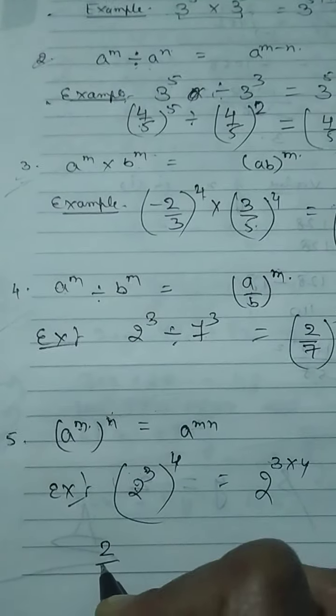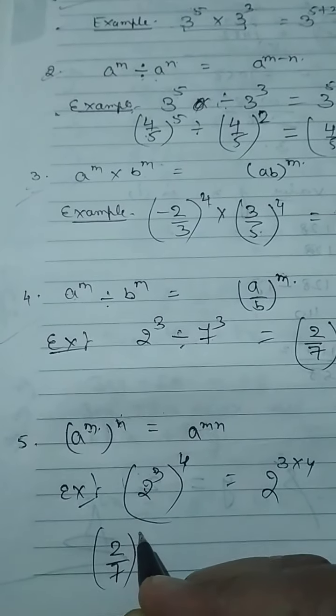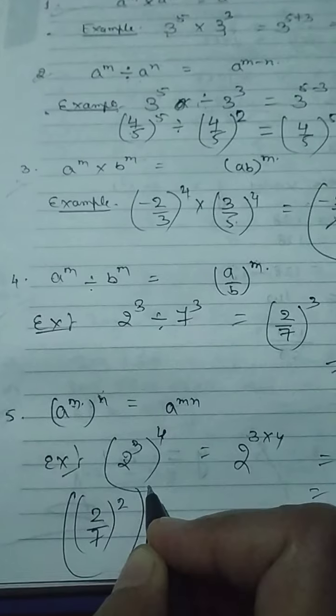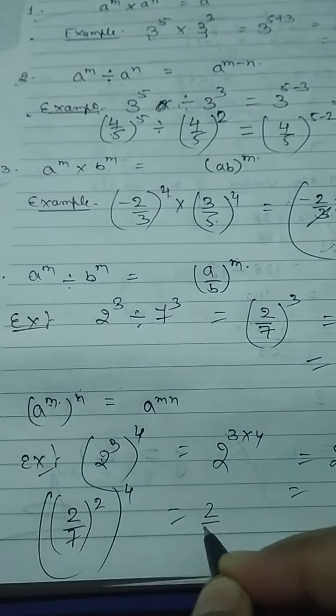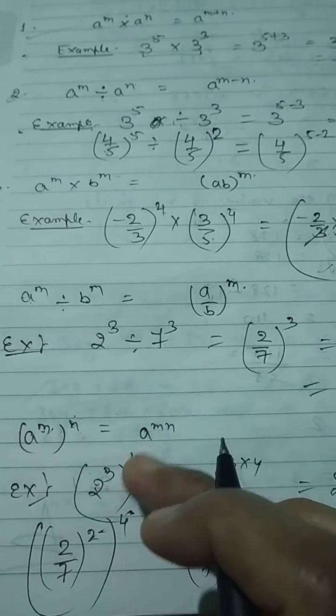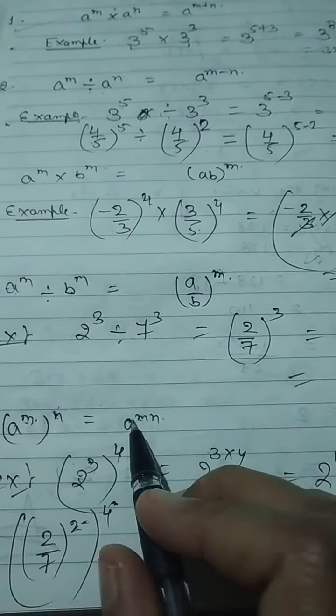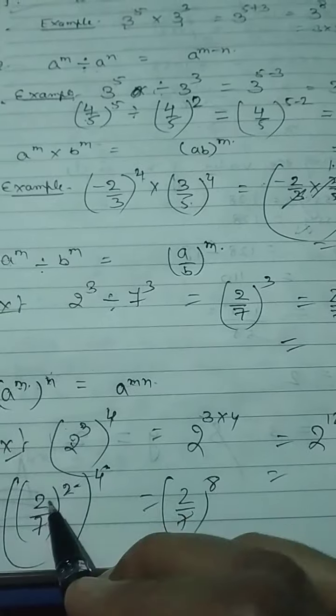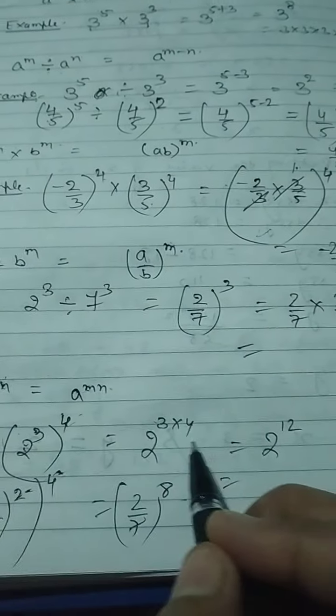In rational number form also you can take any example. Suppose a number is given in this form, 2 by 7 to the power 2 and then again to the power 4. Then in this case it is 2 by 7 to the power 8, 2 4s are 8. Power over power we will always multiply. M into n means we are multiplying. 2 4s are 8, 3 4s are 12.